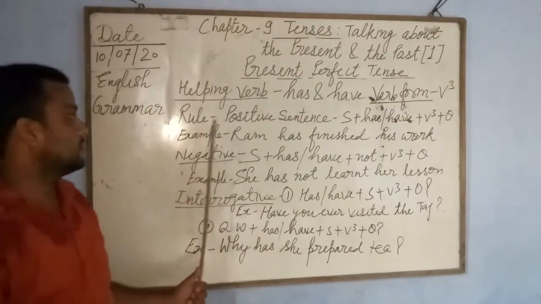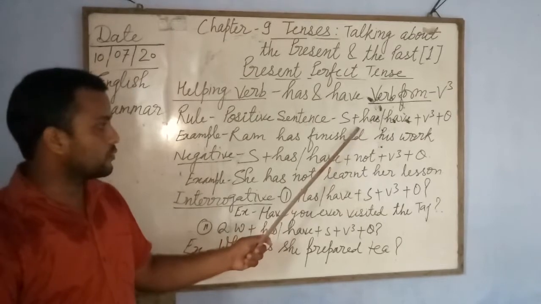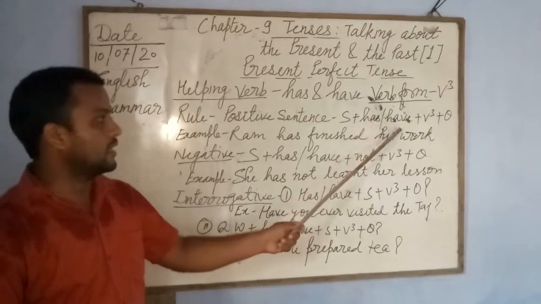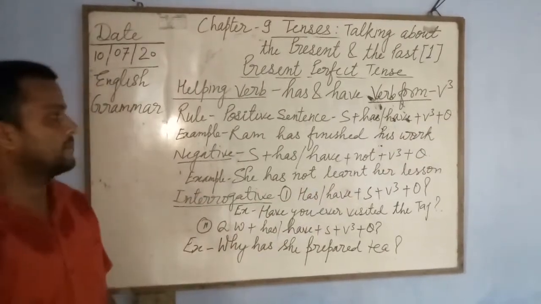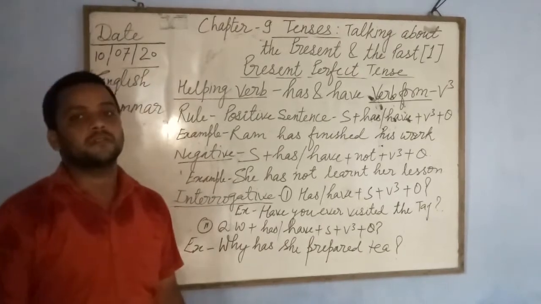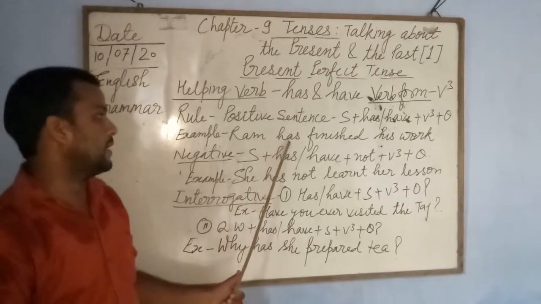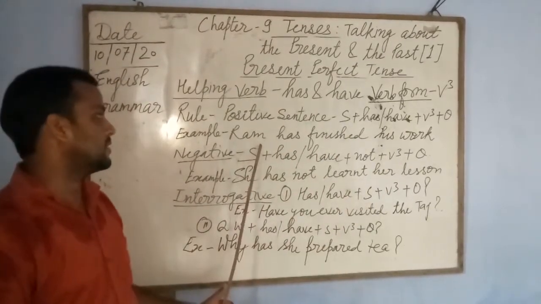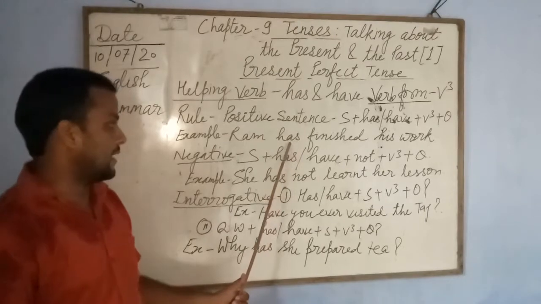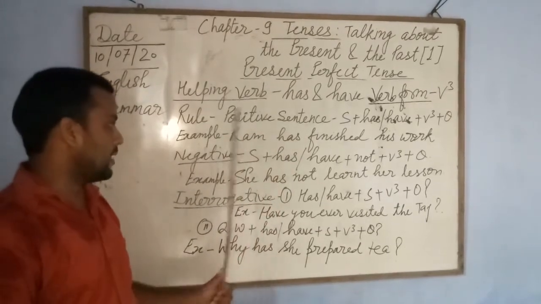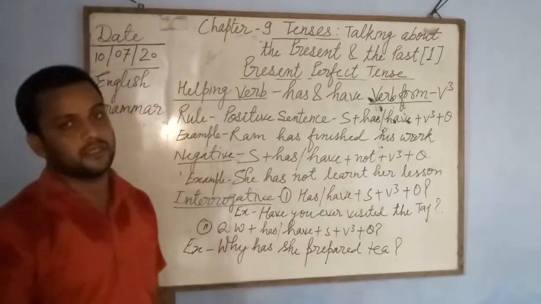Now see what is the rule of a positive sentence. First of all, we write the subject, and according to the subject we use the helping verb, either has or have, then the past participle form of the verb, and at last the object. Subject, has or have, then verb third form, and at last object. For example, Ram has finished his work. Ram is the subject, of singular number. That's why has is used with Ram. Then the third form of the verb, finished, and at last the object, his work.